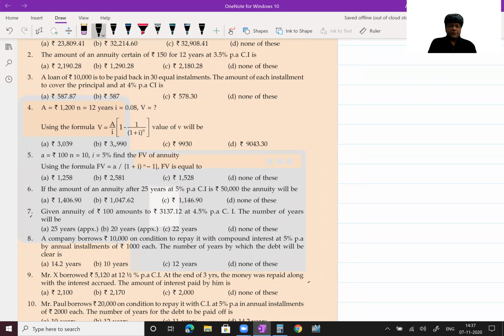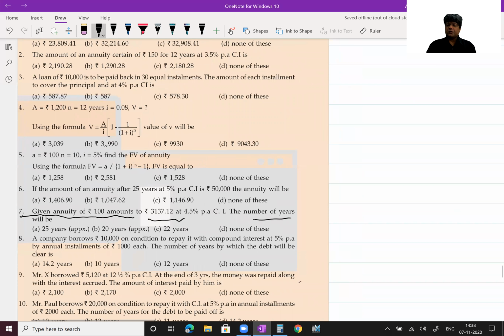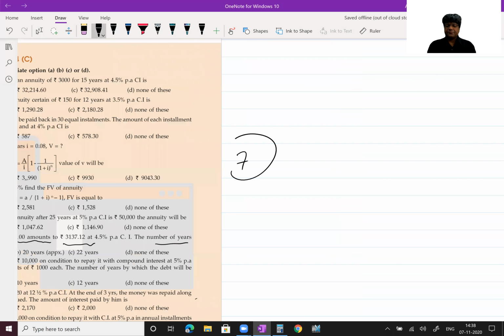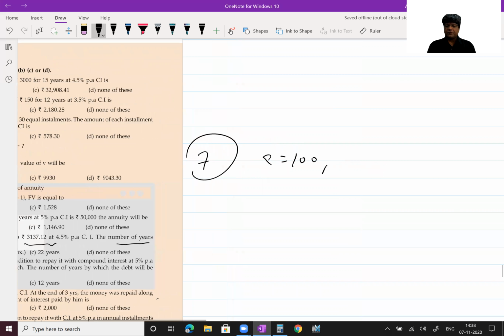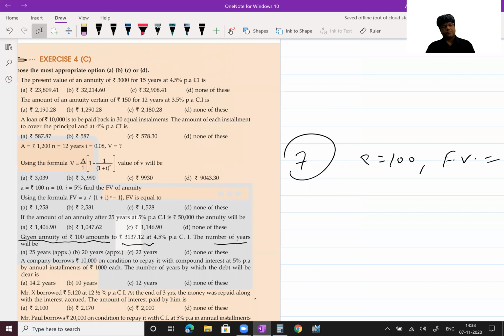Question number 7. Given an annuity of 100 amounts to this much, find the number of years. Simple question: annuity of 100 rupees amounting to this much money. Amounting to this much money means future value. The question is asking in how many years it will happen. So question number 7: annuity value 100 amounts to 3137. Future value, guys. Annuity means annuity formula.